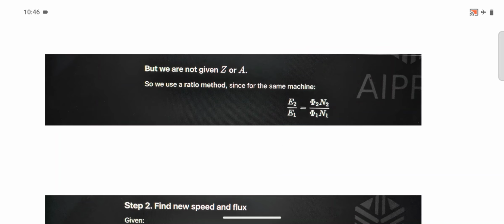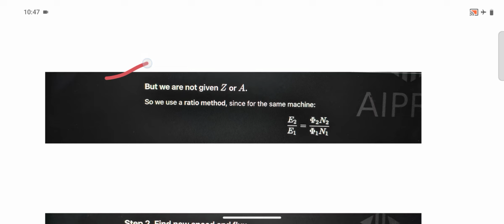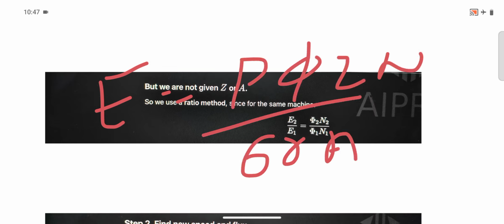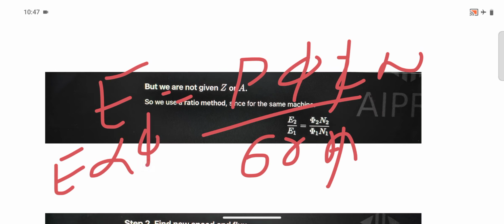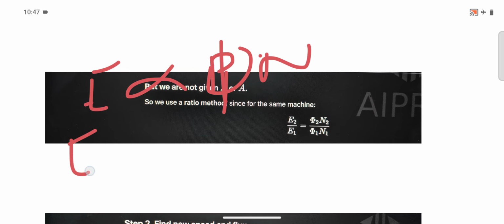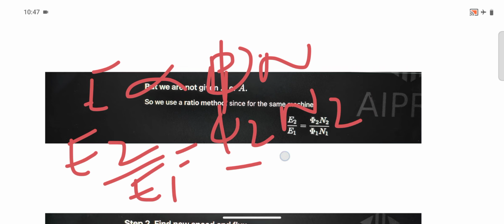EMF is equal to P phi Z N by 60A. Relation of A and Z is not given. For the same machine, we can assume it will be the same. Then EMF is directly proportional to phi and N. So we can write EMF is directly proportional to phi N. So E2 by E1 is equal to phi 2 N2 by phi 1 N1. One relation we have, you can see.